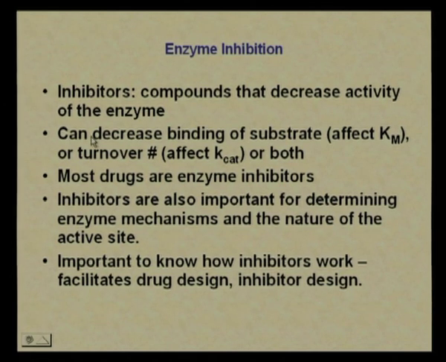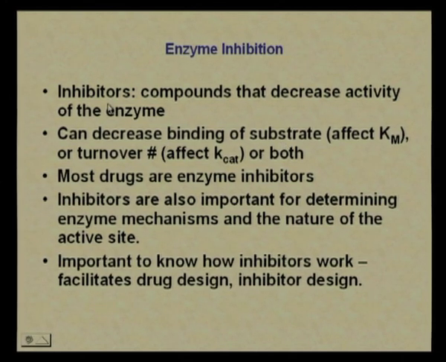Now, how can they decrease the activity of the enzyme? They have to affect the efficiency of the enzyme. They decrease the efficiency of the enzyme by doing what? They can affect the Km value or the Kcat value or both of the values. So, we have to decrease the binding of the substrate.